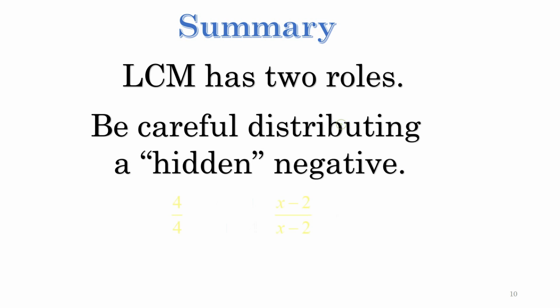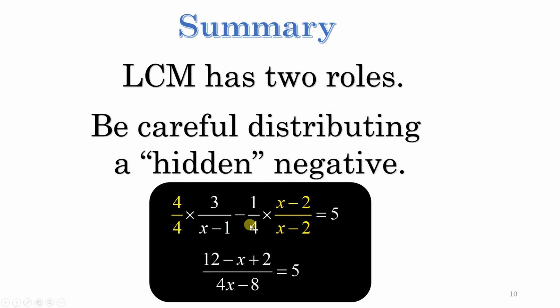Now, you also have to be careful of those quote-unquote hidden negatives, like this one right here. That's distributing the negative, and you have to be really, really careful of that. If you see a rational equation and one fraction is subtracting from the other, so you got a fraction here that's subtracting from this one, you need to slow down and be very, very careful. Make sure you distribute that negative correctly.